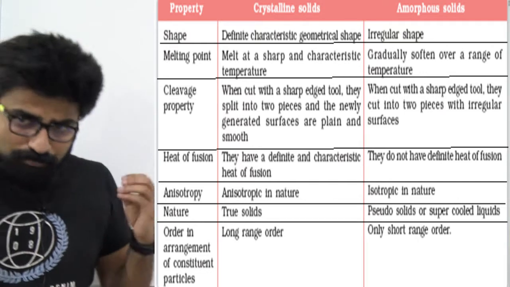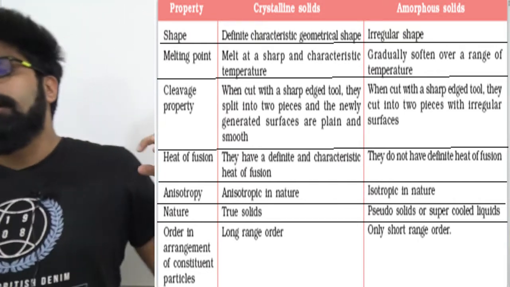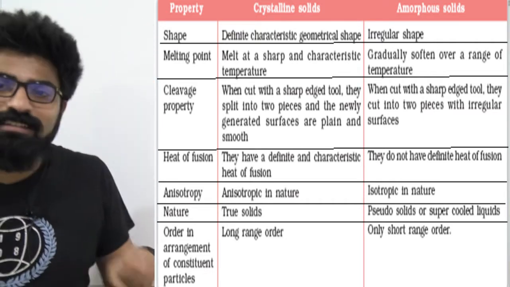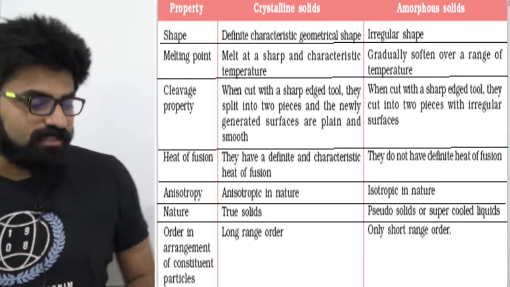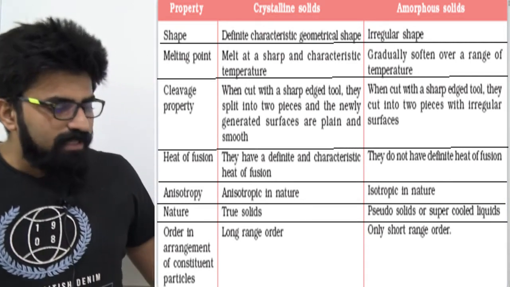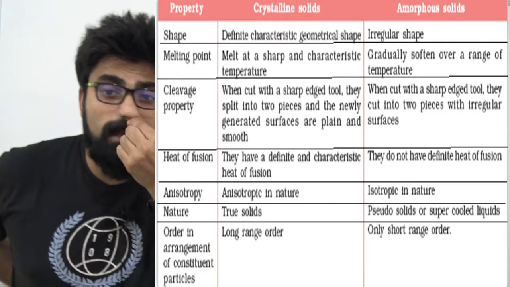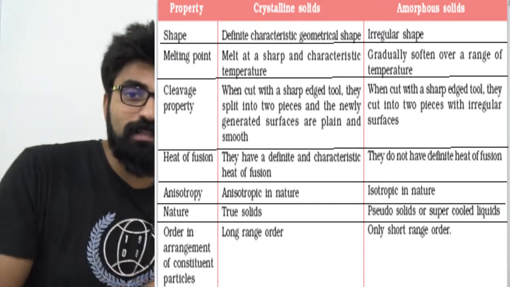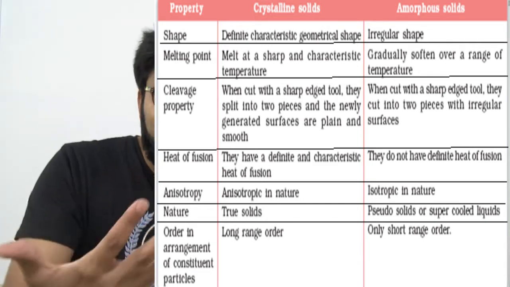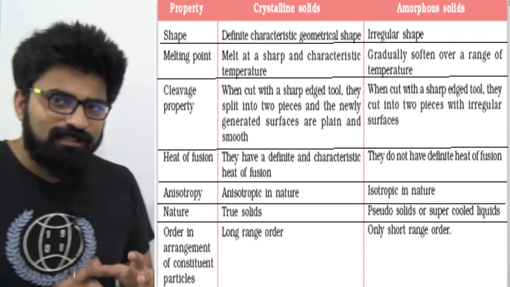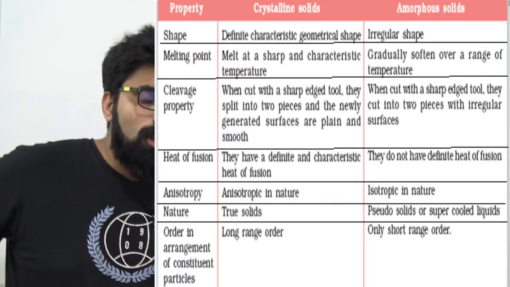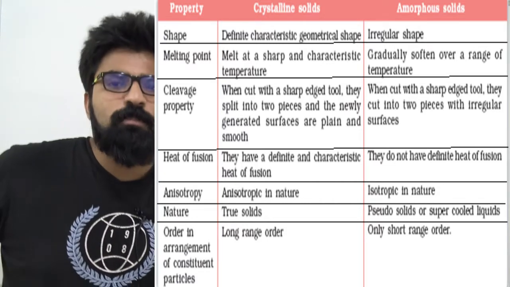Now come to the fifth point. First of all, in order to understand this anisotropy, we need to understand the last point that is given in NCERT, which is a very, very important point. I will explain to you properly. Crystalline solids have long range order and amorphous solids have short range order, right? Now what is the meaning of long range order, guys? Long range order means the specific pattern of atoms.